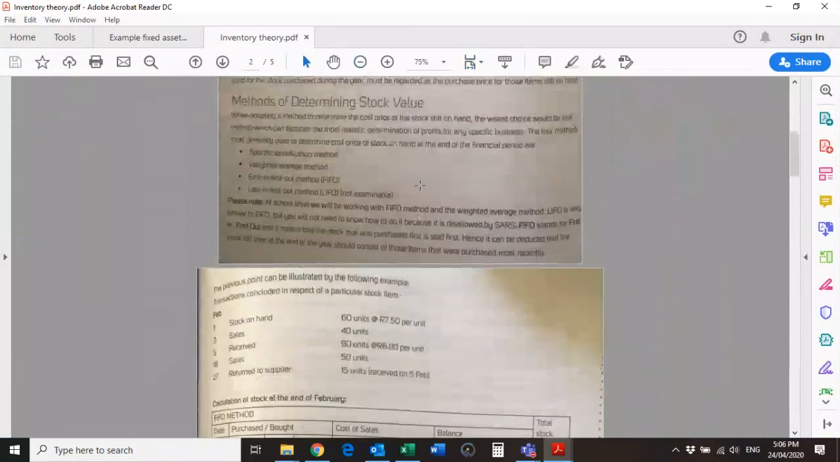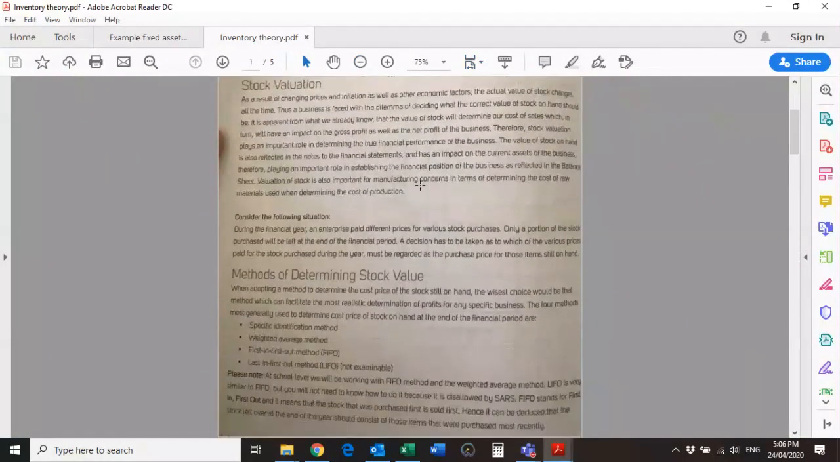What did we do yesterday, for those who have just joined? So I introduced four methods, but we don't get tested on the last in first out method. I introduced to you three examinable methods. The one is the specific identification method, the other one is the weighted average method, and then I explained to you the first in first out method.